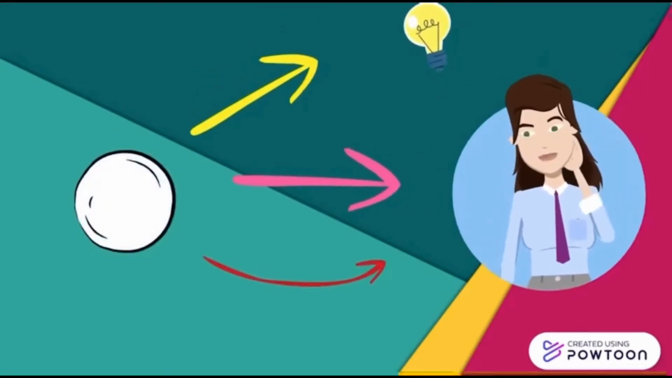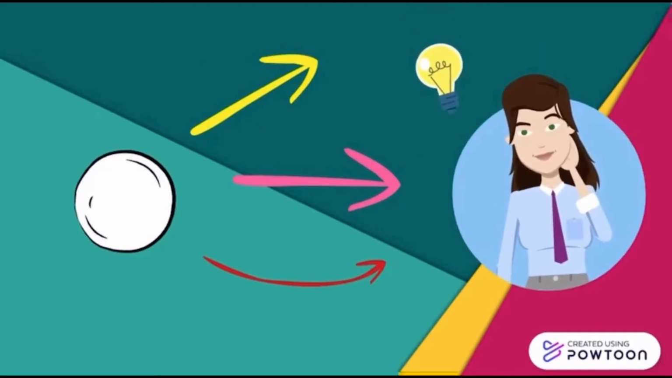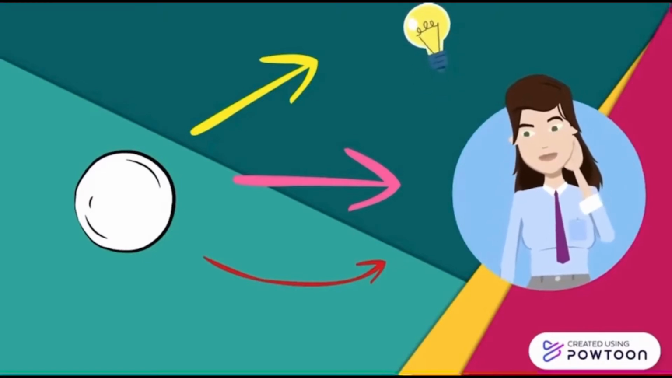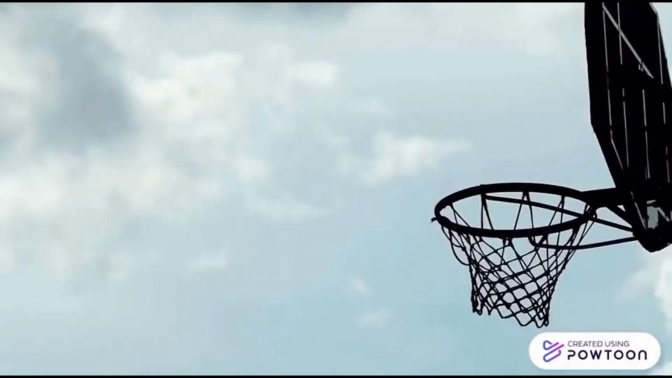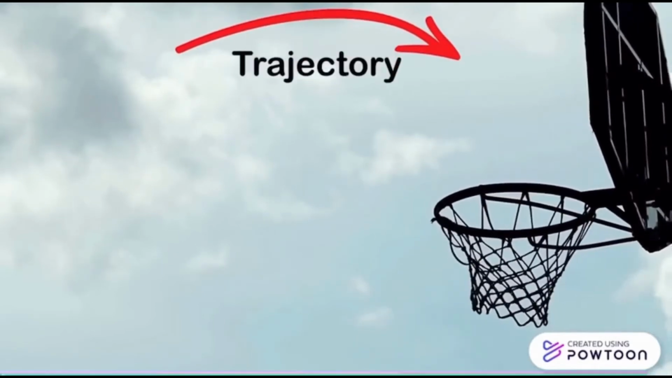So, have you ever wondered why a ball wouldn't fly off in two different directions when it's thrown into the air? First of all, a projectile is an object shot through the air, and the path of the projectile that gravity causes to move downward is called trajectory.